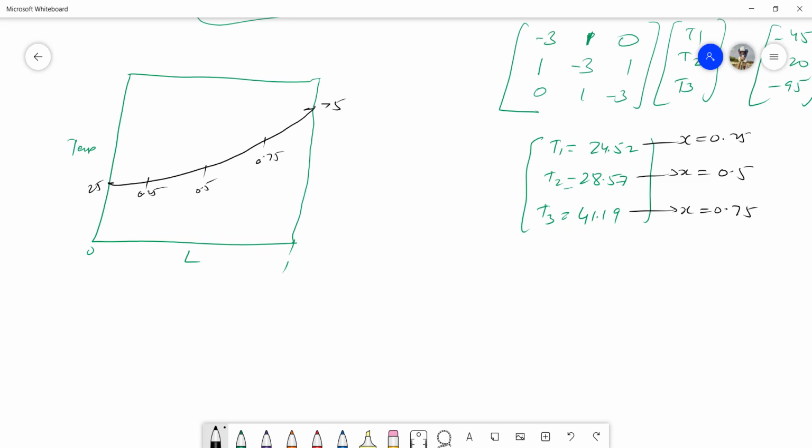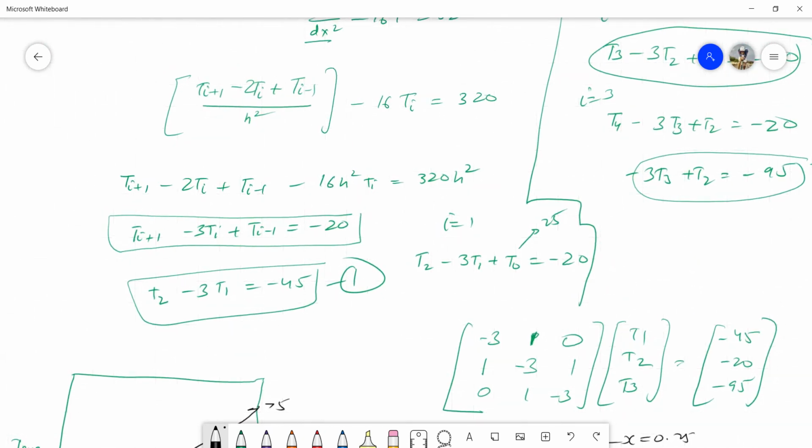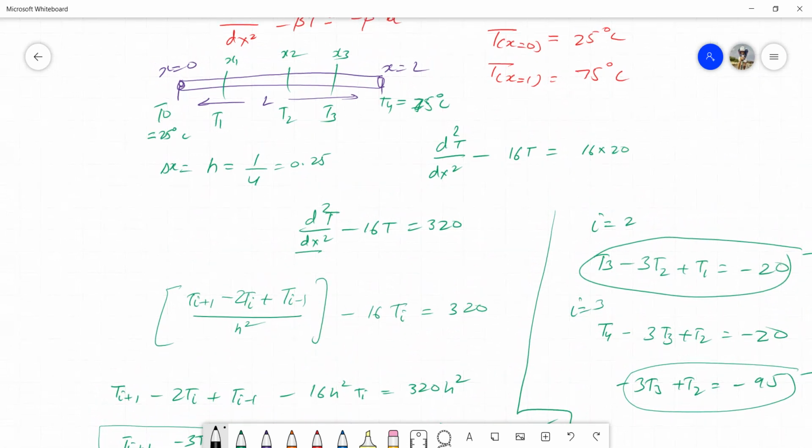So you can clearly see the temperature values starting at 25. Now let's try the same problem using, instead of three divisions, four segments. Let's divide the rod again at x equal to 0, 1, 2, 3, 4, and 5. Over here T0 is 25, then T1, T2, T3, T4, and T5 is equal to 75.